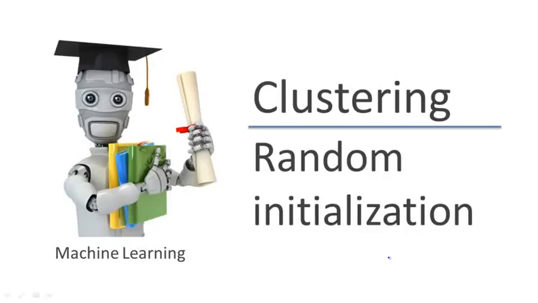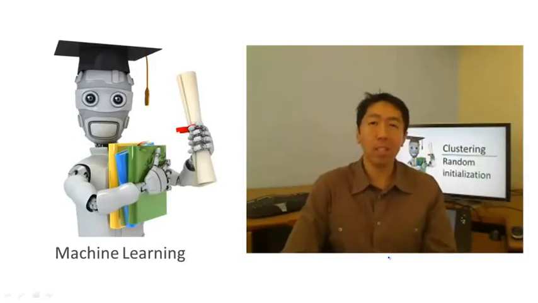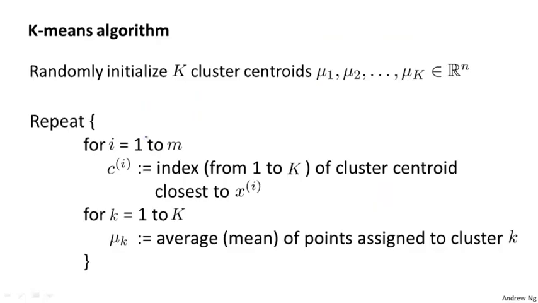In this video, I'd like to talk about how to initialize k-means, and more importantly, this will lead into a discussion of how to make k-means avoid local optima as well. Here's the k-means clustering algorithm that we talked about earlier. One step that we never really talked much about was how you randomly initialize the cluster centroids.